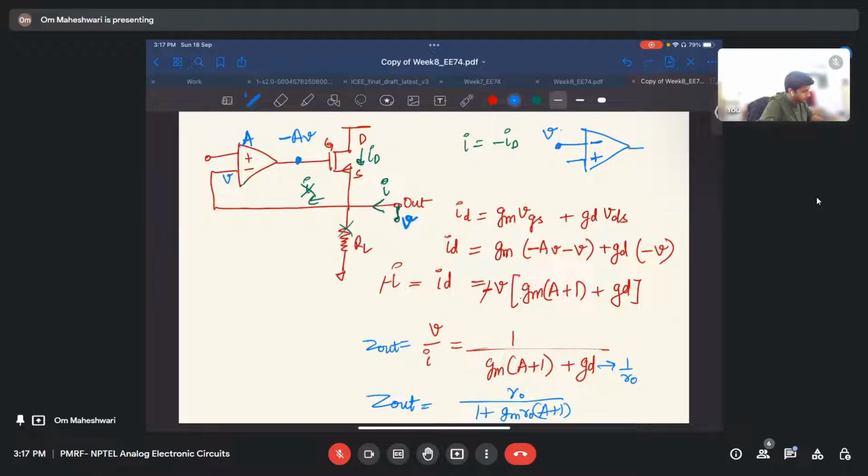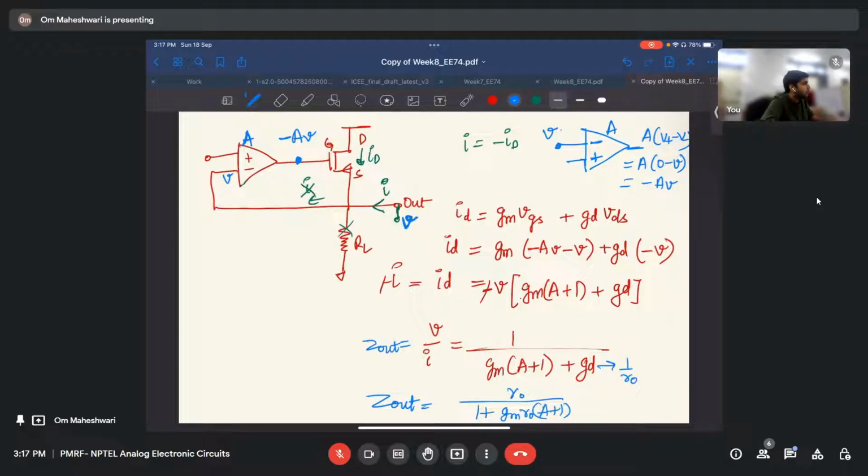So simply for an open loop configuration, if A is the gain, then the output is A times (V plus minus V minus). So V plus is 0, it will be A times (0 minus V), which is minus AV. Do you understand now?